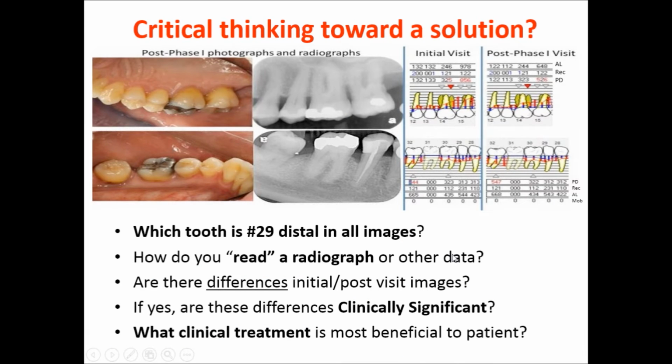So in arriving at an answer as to what you would do about it, they have to make numerous decisions. Firstly, an obvious one, which tooth is number 29? How do you read the radiograph and other clinical and charting data? Are there differences or significant differences between post and initial visit? And the answer is no. Are the data clinically significant? And what treatment will be most beneficial to the patient?